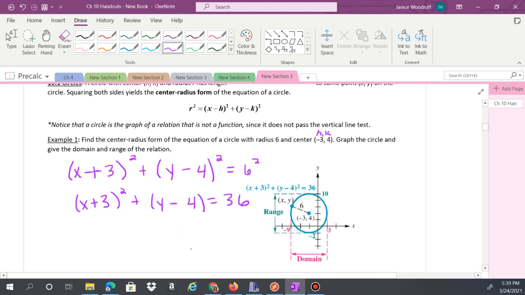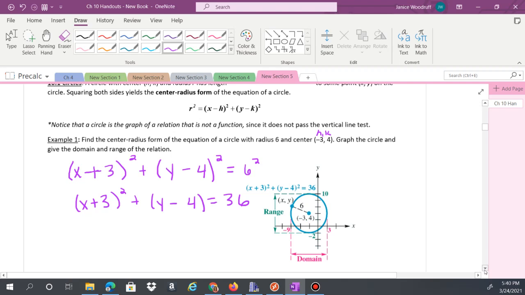Yeah, you're going to pull out the opposite value of the signs because the minus sign is part of the equation. So if I were to look at this equation and pull out the center, I'd pull out a -3 and a +4. Okay, so I have this graphed.